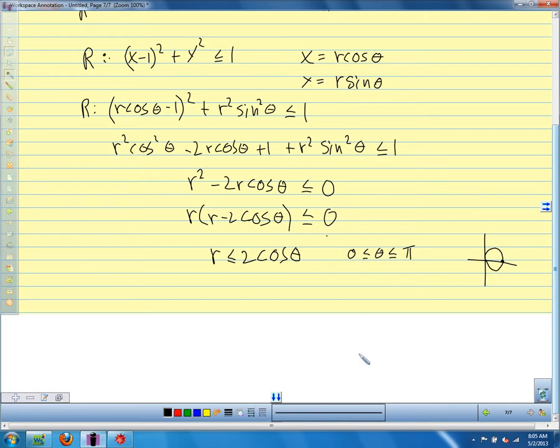So finally, we're ready to evaluate our integral. We did one page to get ready to evaluate our integral. We did another page to find our limits, and now we're ready to evaluate our integral. So we know that theta varies from 0 to pi, and r varies from 0 to 2 cosine theta.